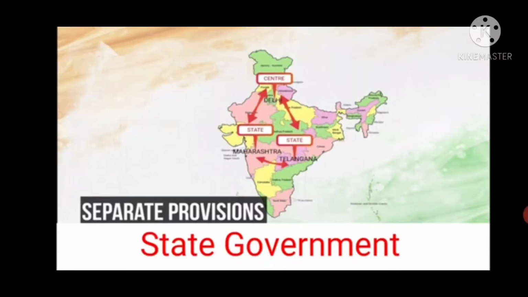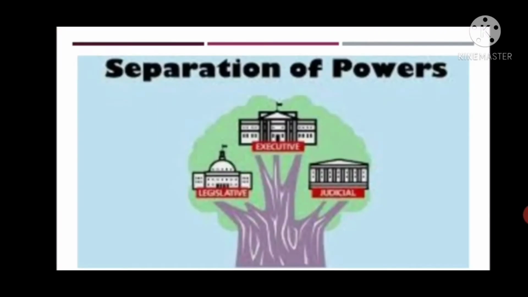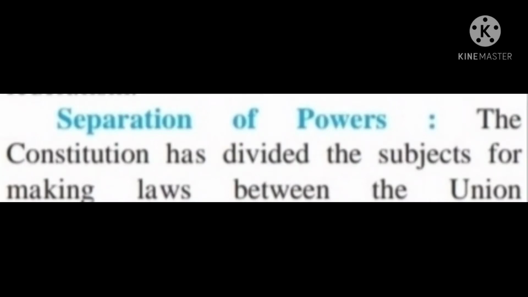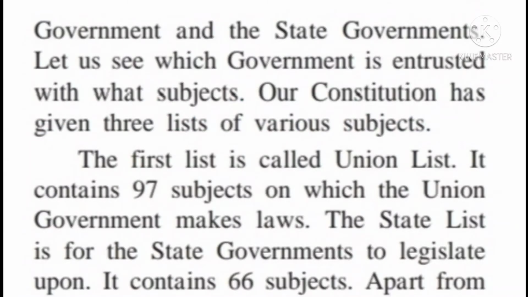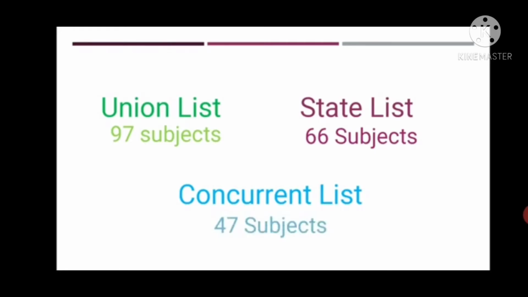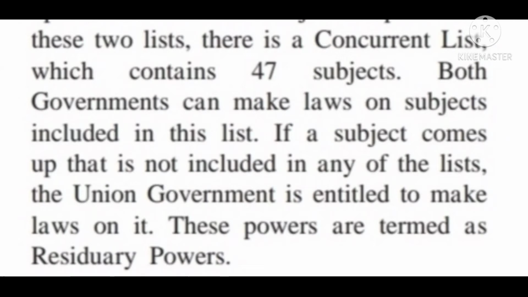Separate provisions. State government. Separation of powers. The Constitution has divided the subjects for making laws between the union government and the state governments. Let us see which government is entrusted with what subjects. Our Constitution has given three lists of the various subjects. The first list is called the Union list. It contains 97 subjects on which the union government makes laws. The State list is for the state governments to legislate upon. It contains 66 subjects. Apart from these two lists, there is a concurrent list which contains 47 subjects. Both governments can make laws on the subjects included in this list.